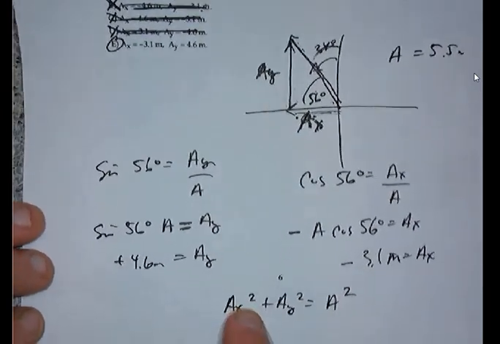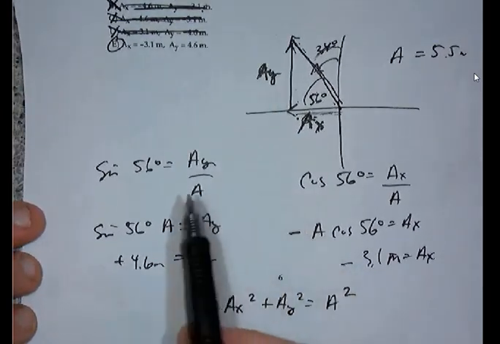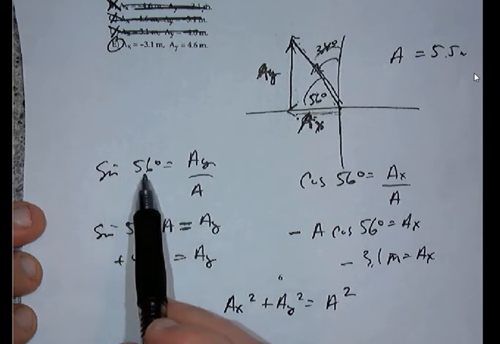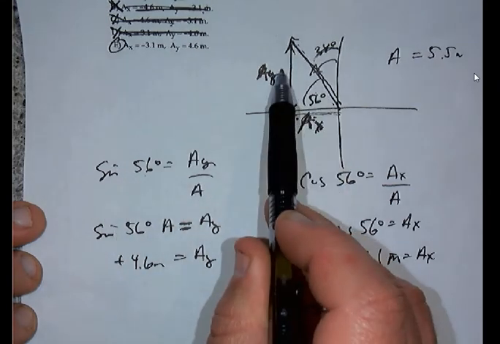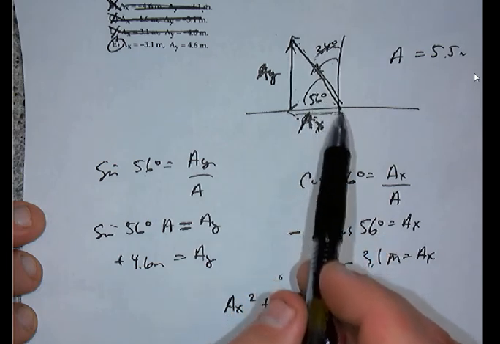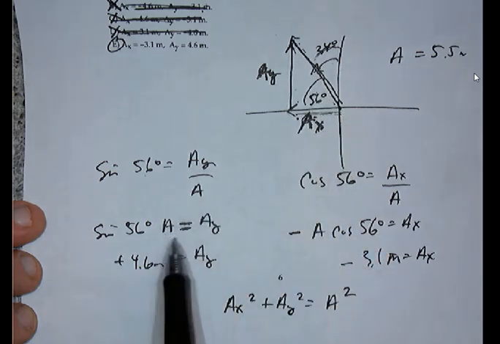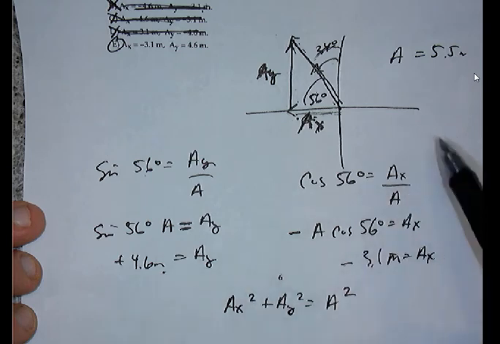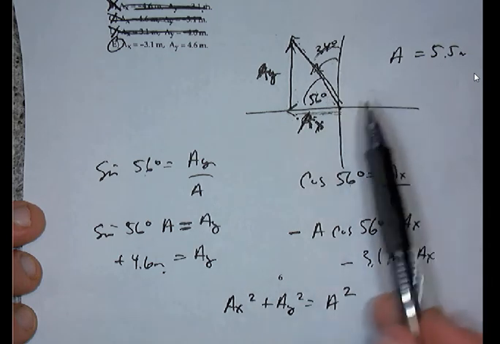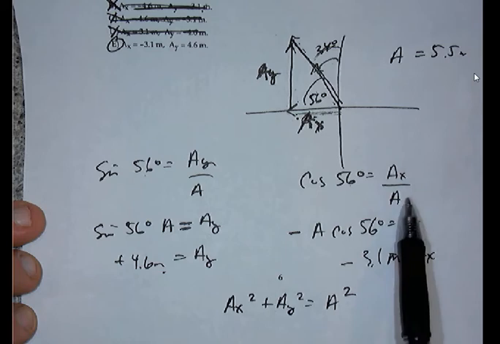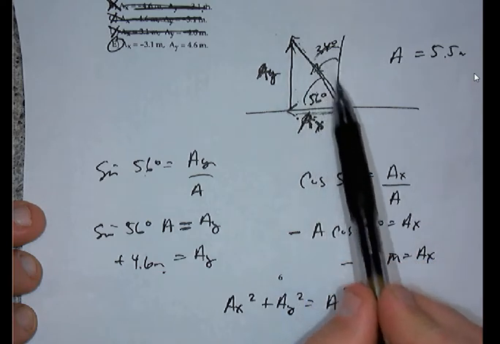Here's the way to do it with actually using sine and cosine. So the sine of 56 would be the opposite side over the hypotenuse here. So, put in 5.5 for A, you would get 4.6. The cosine of 56 would be the adjacent side over the hypotenuse.